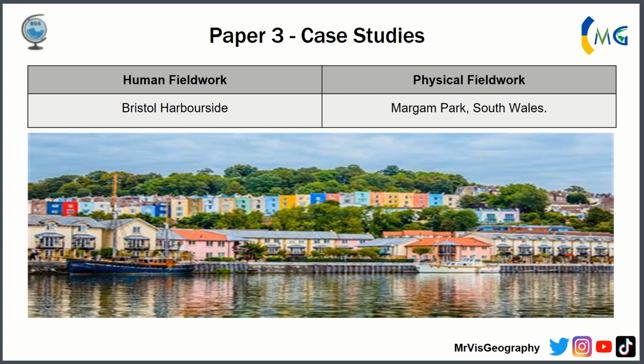Doesn't really matter where we went, as long as you can tell me the location of our trip and what we did there and what data we collected and how we collected it, what could be improved and what our conclusions were. So in the case of Harborside, we were looking at whether the Bristol Harborside regeneration was successful. In the case of the river Nant Phillips in Margam, or the Hazel Brook in Blaise, we're just looking at whether it fits the Bradshaw model.